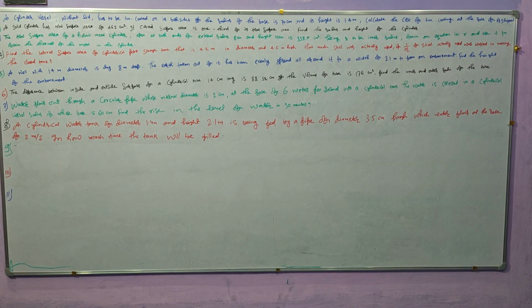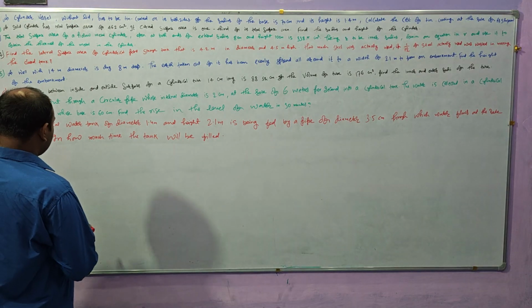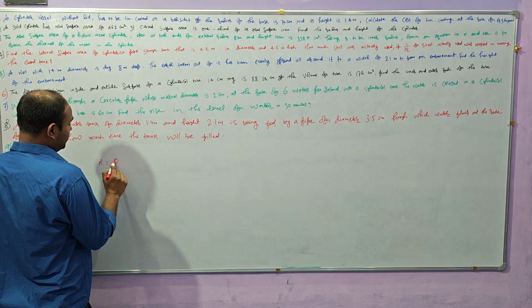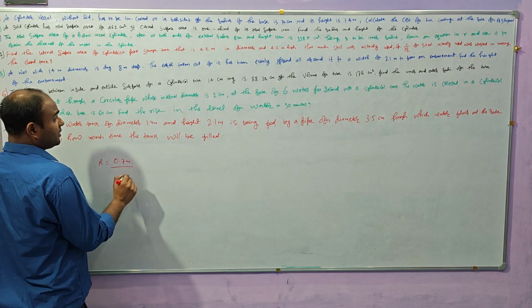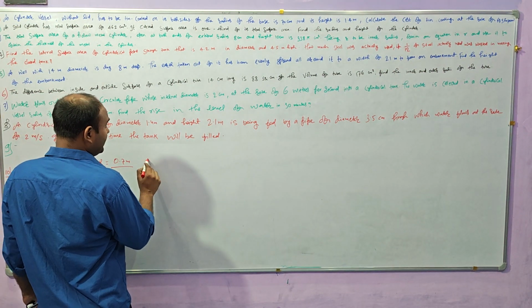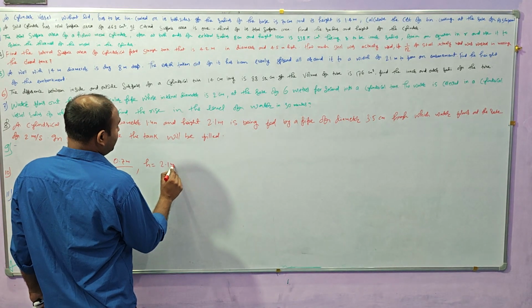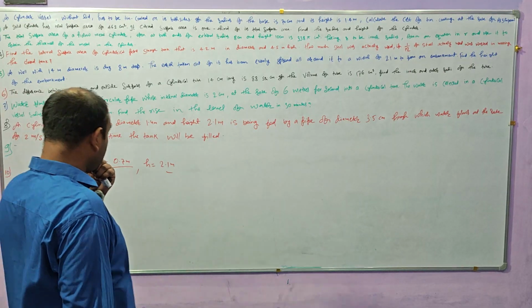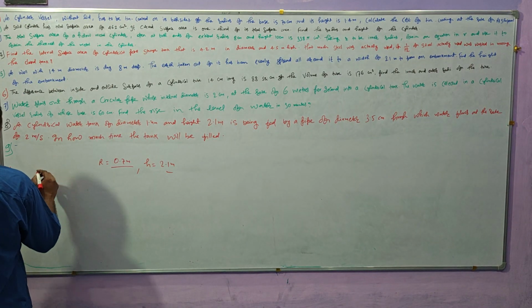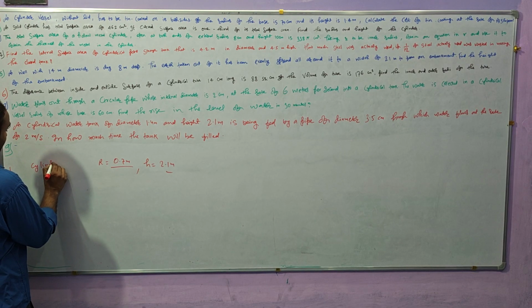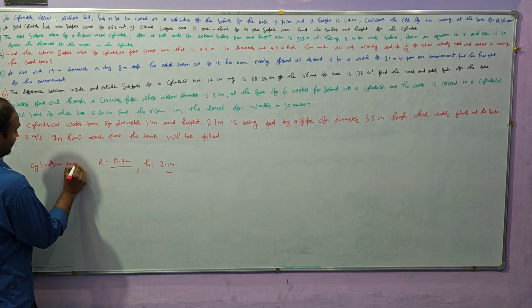We have a cylindrical water tank of diameter 1.4 meter. That means we have a radius r is equal to 0.7 meter, and the height is 2.1 meter. That is the dimension of the cylindrical tank.